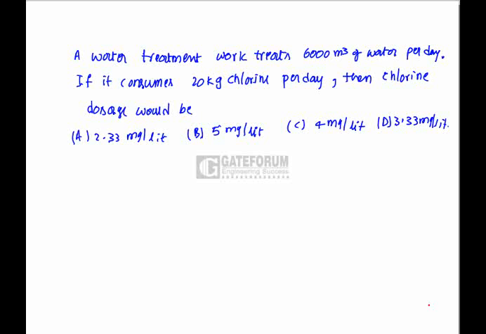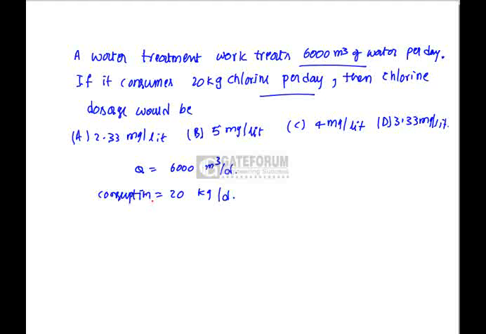A water treatment plant treats 6000 cubic meters of water per day. So the quantity of water that is treated is 6000 cubic meters per day. It consumes 20 kg of chlorine per day. So it is consuming 20 kg of chlorine per day. Then the chlorine dosage would be, we have to find out per liter what is the weight of chlorine that has to be input.